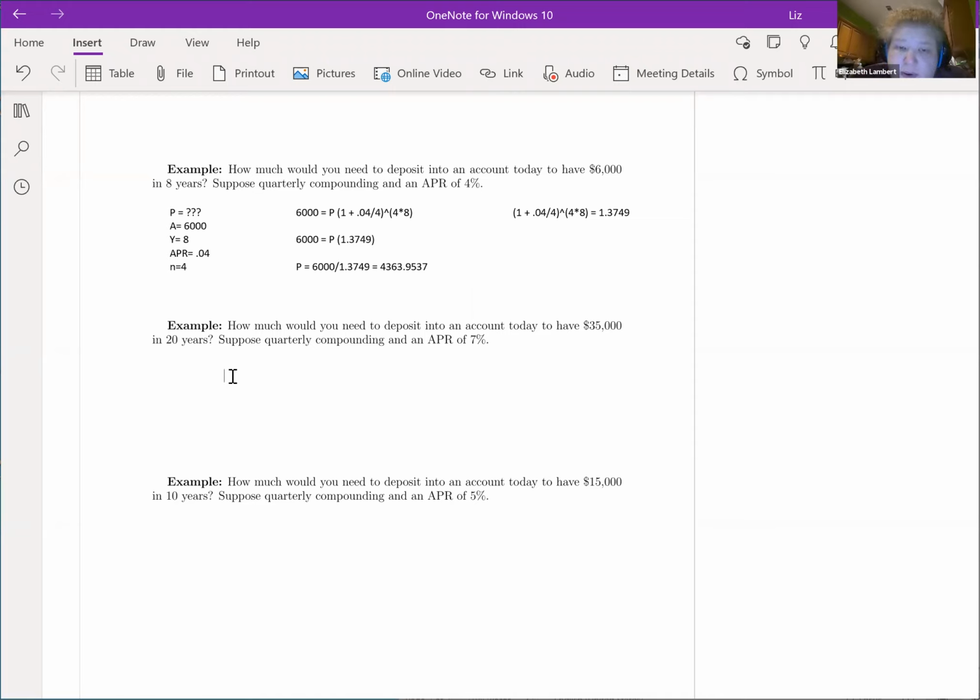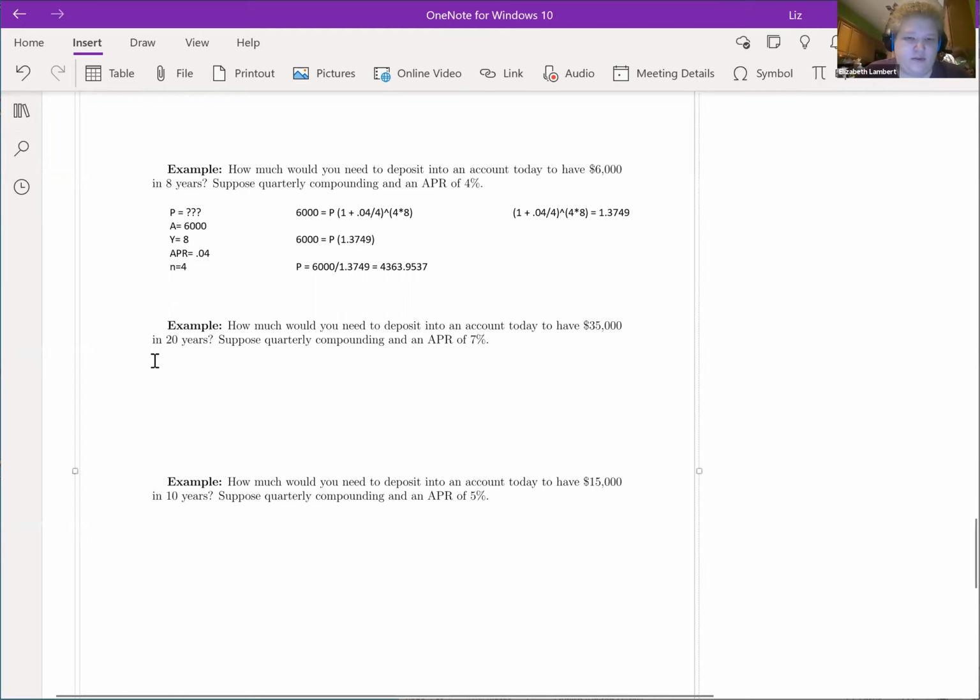All right. So how much would you need to deposit into an account today to have $35,000 in 20 years? This is so cute. They think we're still going to have accounts in 20 years. Suppose quarterly compounding and an APR of 7%.